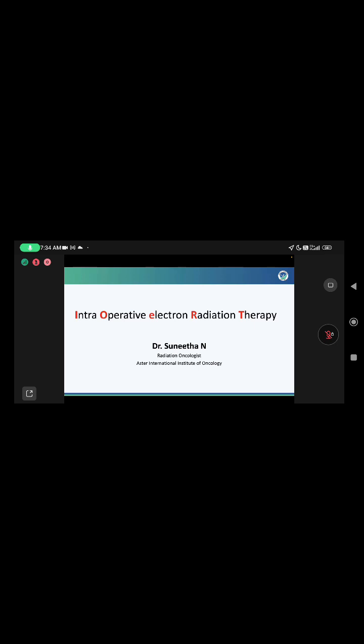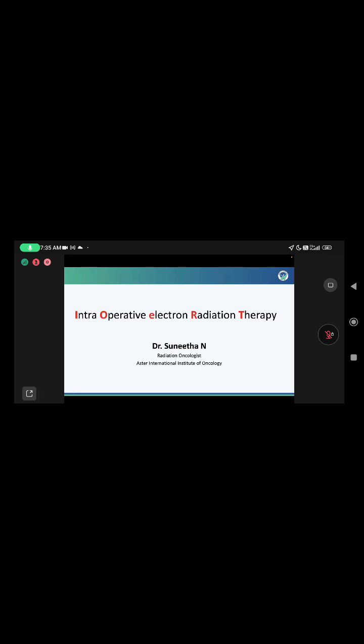So when we have a thicker tumor bed, we will not be able to get a better or uniform dose distribution with these X-ray machines. Hence came these electrons, where the machines are equipped with different energies of electrons, with which we will be able to treat the tumor bed in a better way. So this was how intraoperative electron radiation therapy was introduced.